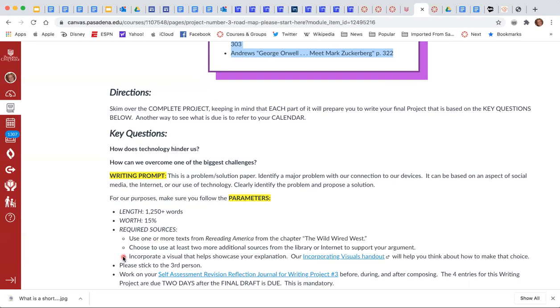For this particular unit and writing project, just like all the others, I'm asking you to incorporate a visual that helps showcase your explanation. If you haven't recently taken a look at our incorporating visuals handout, it's really helpful because it gives ideas of different types of visuals and how to include them into your paper in terms of discussing them and putting them in your works cited. And for this particular unit, unlike some of the others, I would like you to please stick to the third person. So please do not use personal pronouns such as I or me.